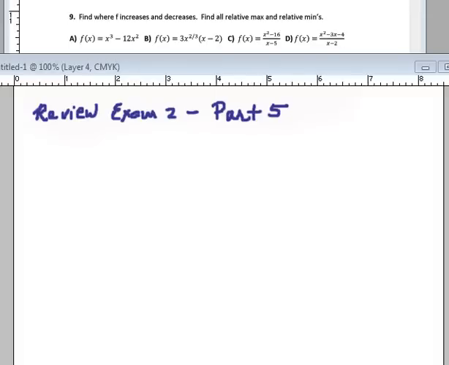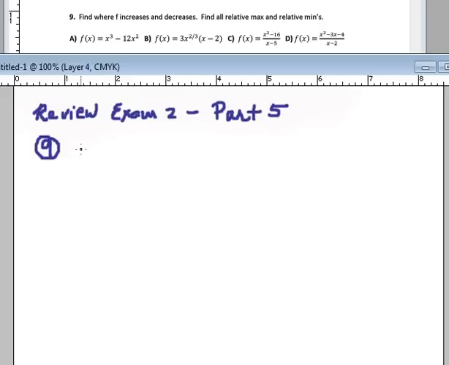Okay, we're up to review for exam 2 part 5, and we're doing number 9. Okay, so here we want to find where f increases and decreases and find the relative maxes and mins. Alright, so that means we're doing a first derivative test.